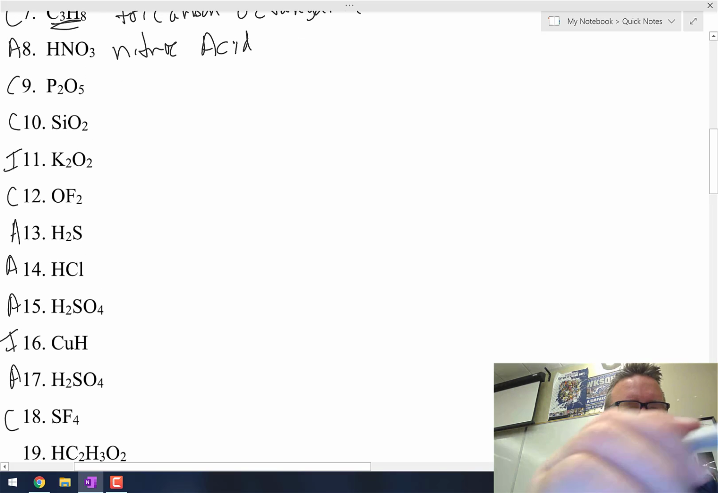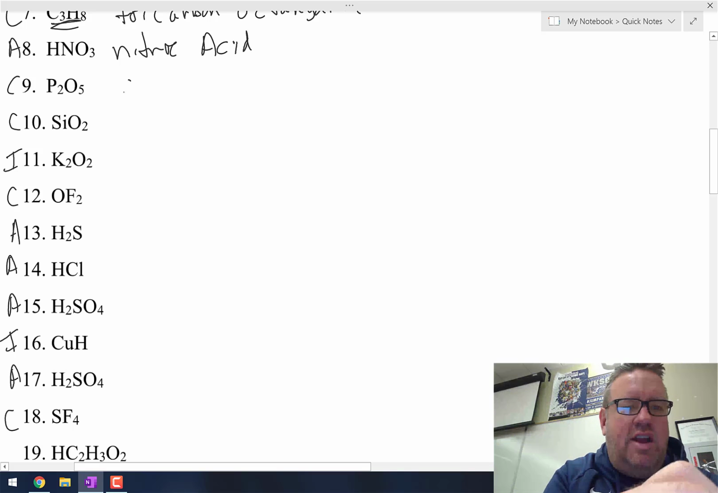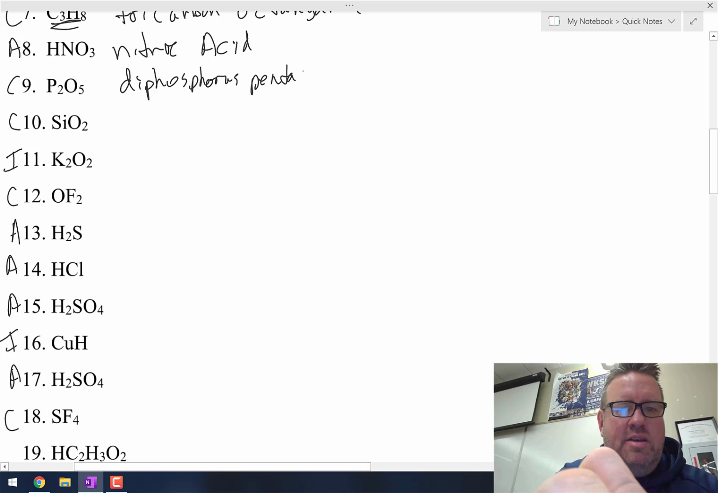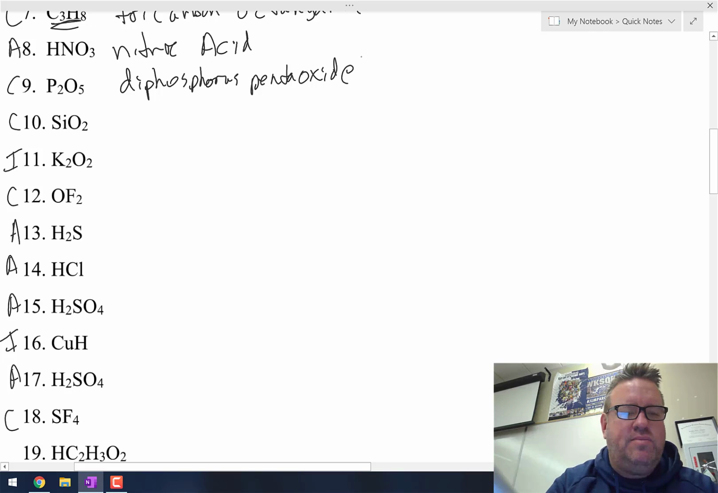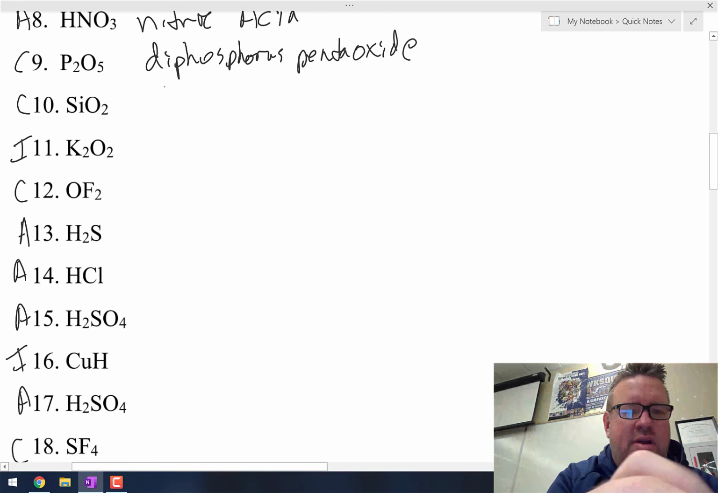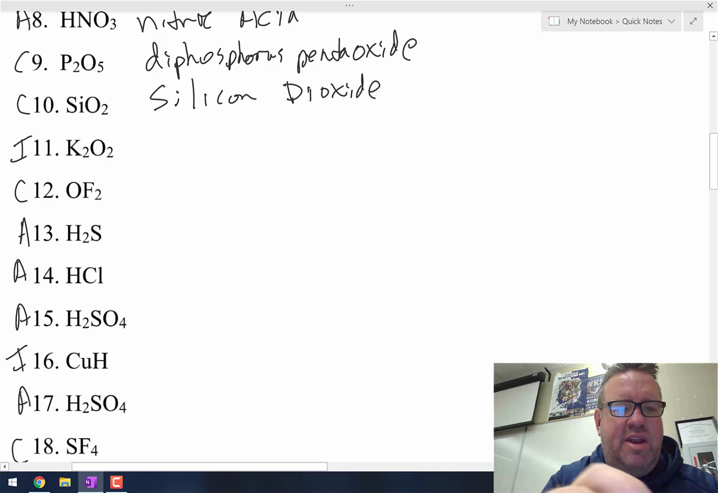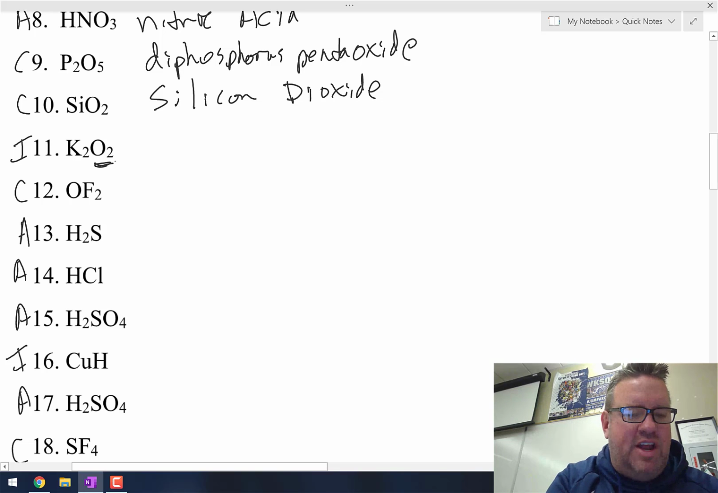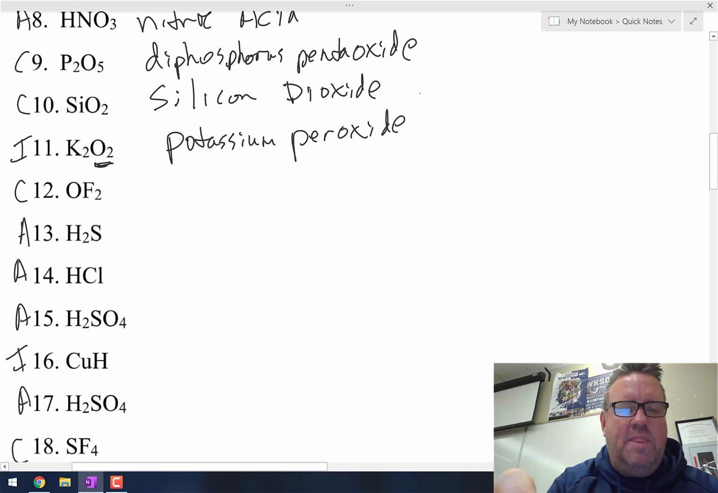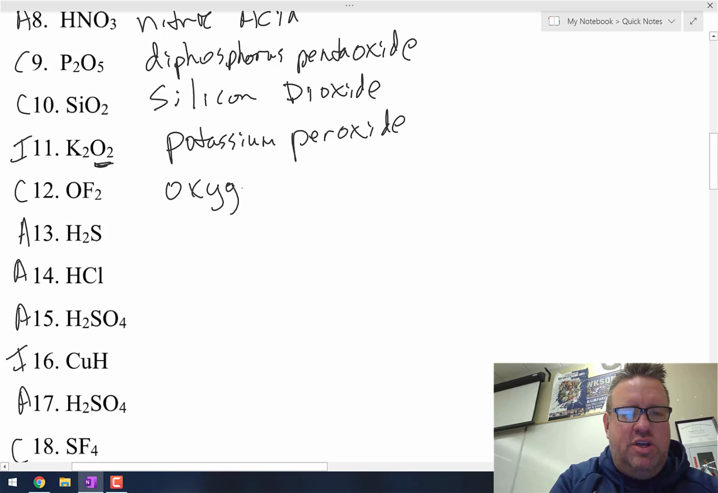And we'll go to number 18 there. Okay, so number 9, because it's covalent, that's going to be diphosphorus pentaoxide. Number 10 is silicon dioxide. That's what sand is made out of. Number 11, be careful on this because that O2 kind of gives you a hint. Look in your notes: O2 with a -2 charge is peroxide. So this one should be called potassium peroxide.